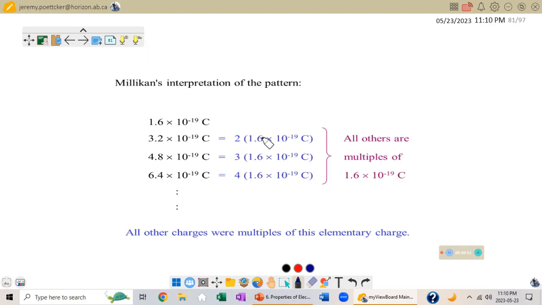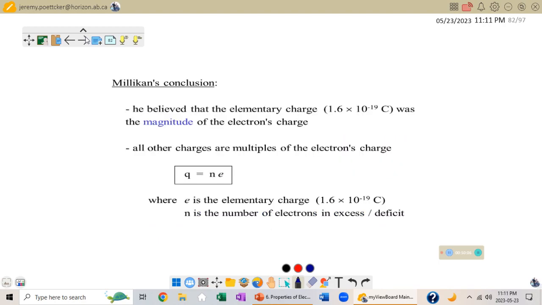Right? All of the rest of these are just multiples. 3.2, well, that's 2 times the 1.6 times 10 to the negative 19. 4.8, oh, that's 3 times that. 4 times that, and so on. So he believed that the elementary charge then was the magnitude of the electron's charge. Right, we've looked at this stuff already.